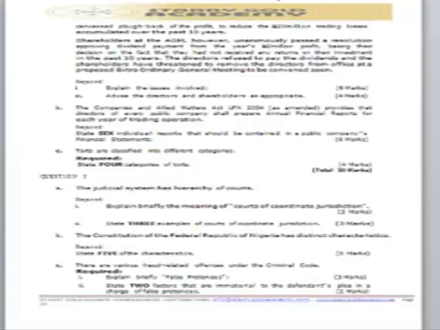So we have so many reports that make up a financial statement. So you mention the reports. And also the C aspect: audits are classified into different categories. Required: state 4 categories of audit.